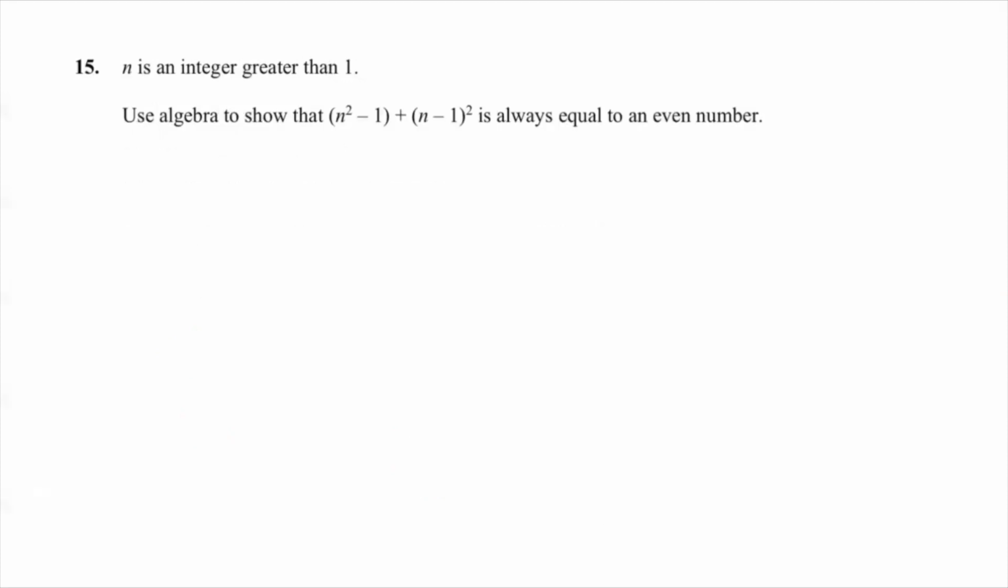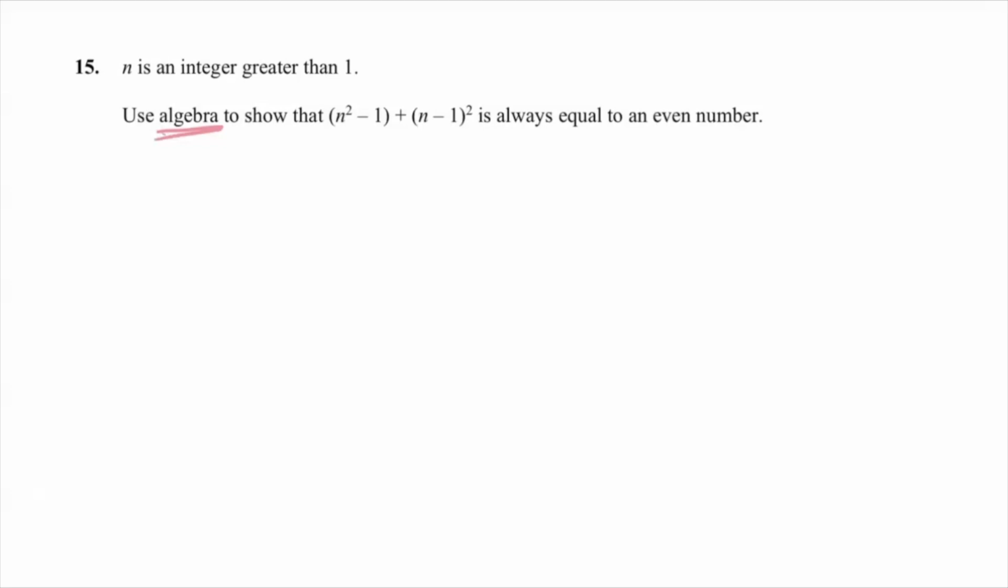Okay, so they're telling us that n is an integer greater than 1, and we've got to use algebra. Now, that's really important to spot. What I see a lot of students do is substitute numbers in, and by doing that, you will get even results. And they feel that that is some way to prove or show that this would always be even, but you're not doing it algebraically. So it actually doesn't get you any marks.